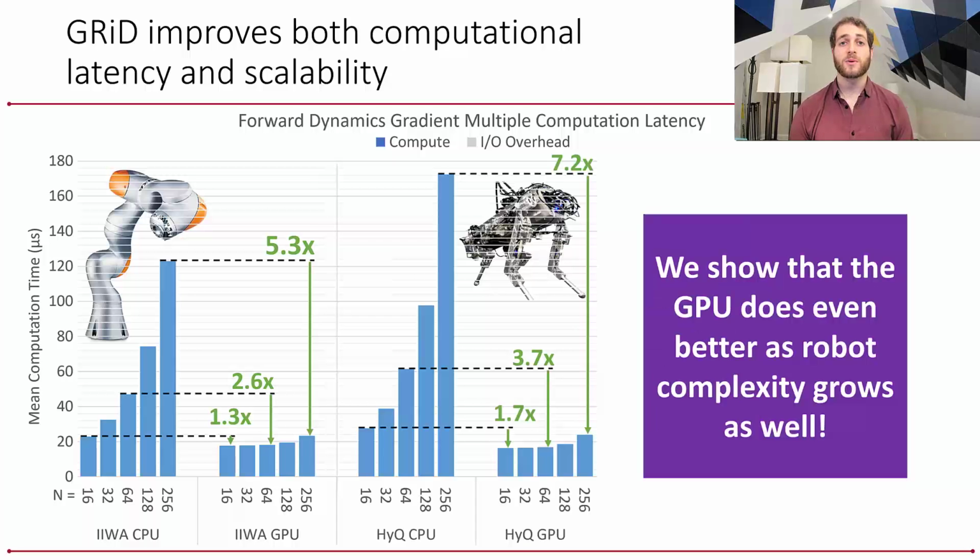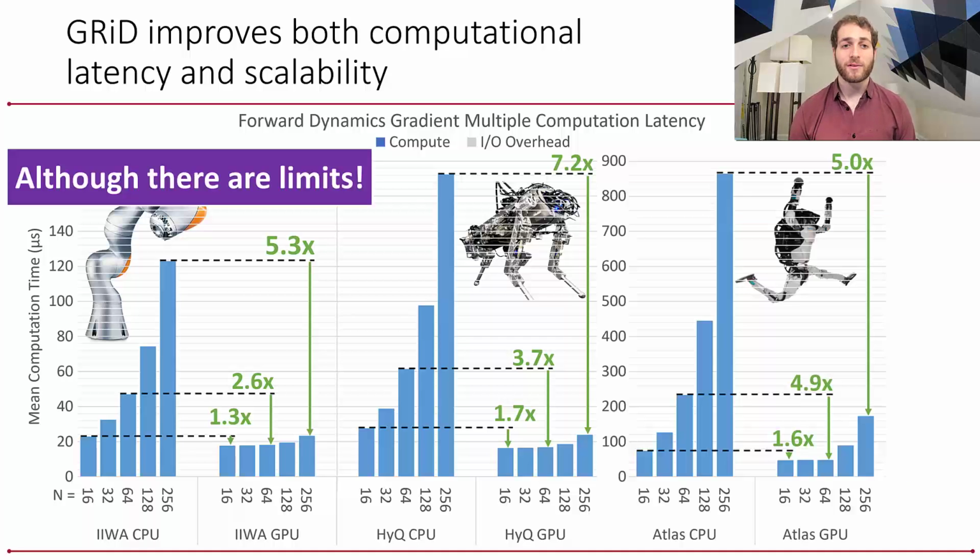We also find that as we increase the complexity of the robot model, moving from the 7 degree of freedom iiwa model to the 12 degree of freedom HyQ model, all of these speedups increase, leading to an overall up to 7.2x speedup.